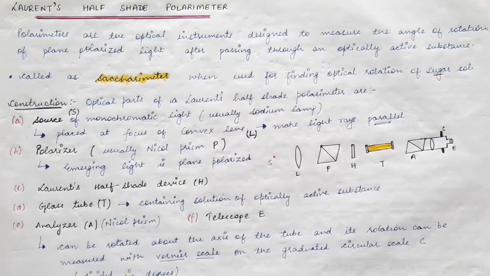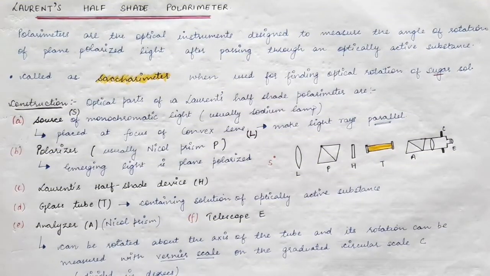In this lecture, we are going to discuss the Lorentz half-shade polarimeter. In the previous lecture, we discussed the optical activity of various substances. That is, there are some substances like sugar solution which rotate the plane of polarization of plane polarized light.